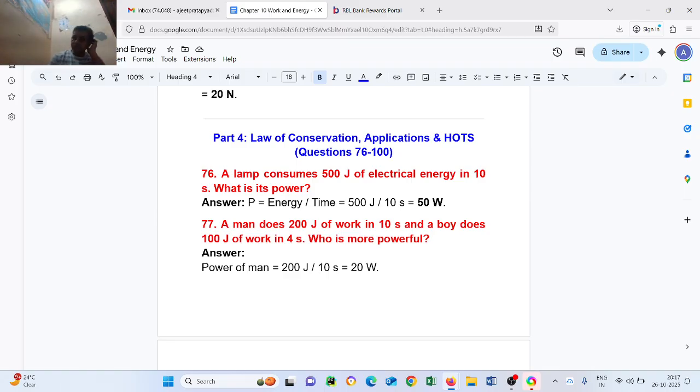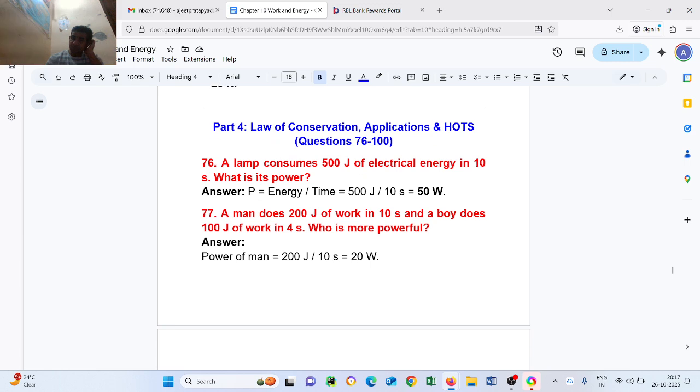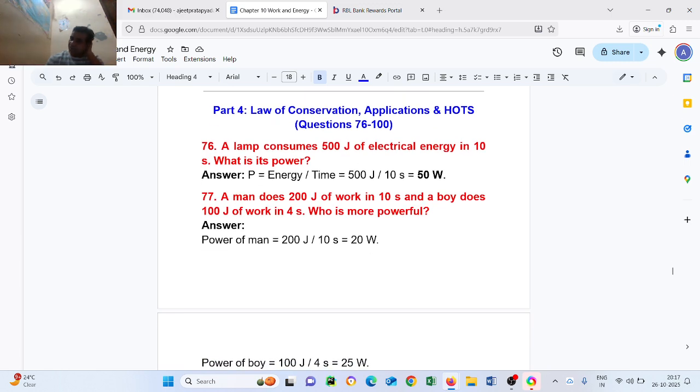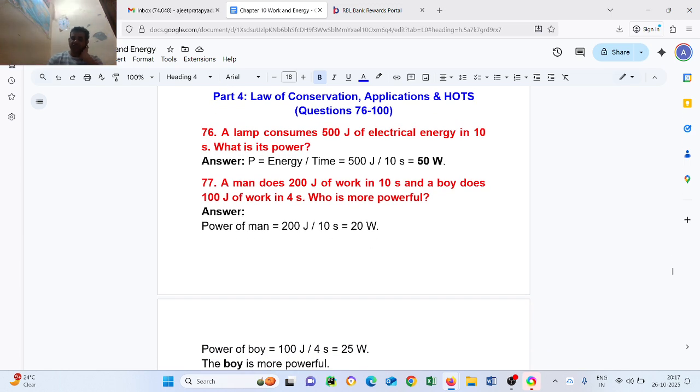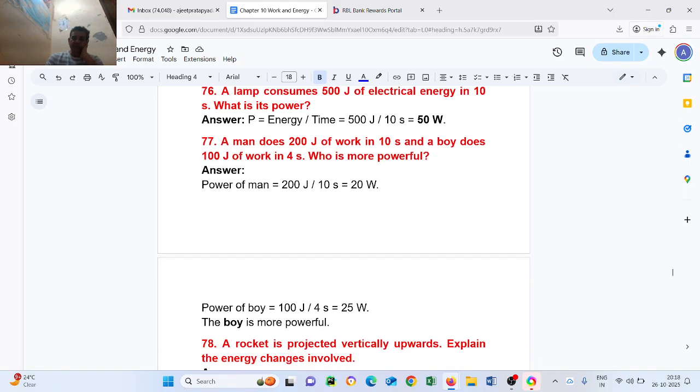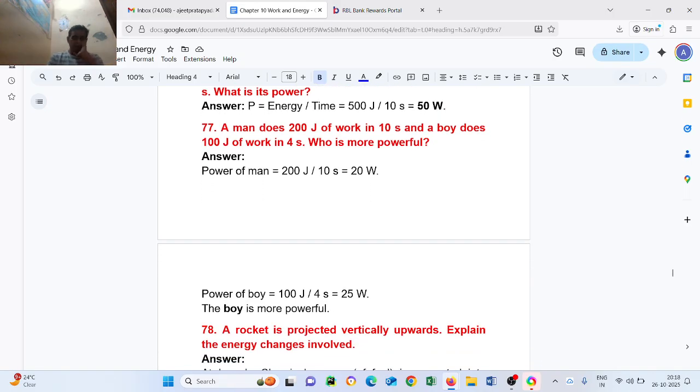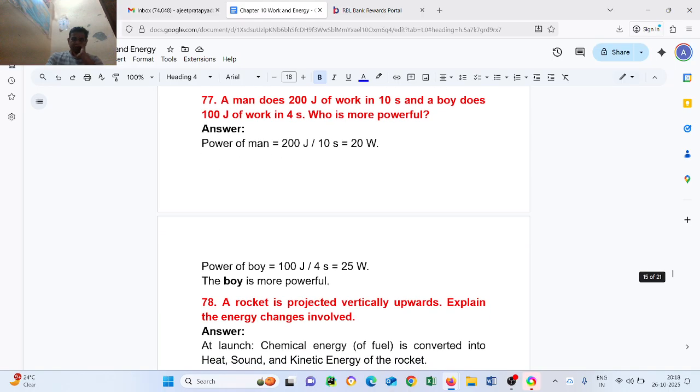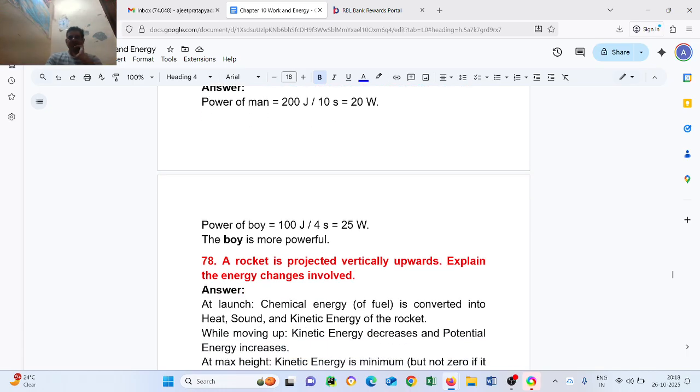watt. Question number 77. A man does 200 joule of work in 10 seconds and a boy does 100 joule of work in 4 seconds. Who is more powerful? Power of man equal to 200 joule upon 10 seconds equal to 20 W. Power of boy equal to 100 joule upon 4 seconds, 25 W. The boy is more powerful.